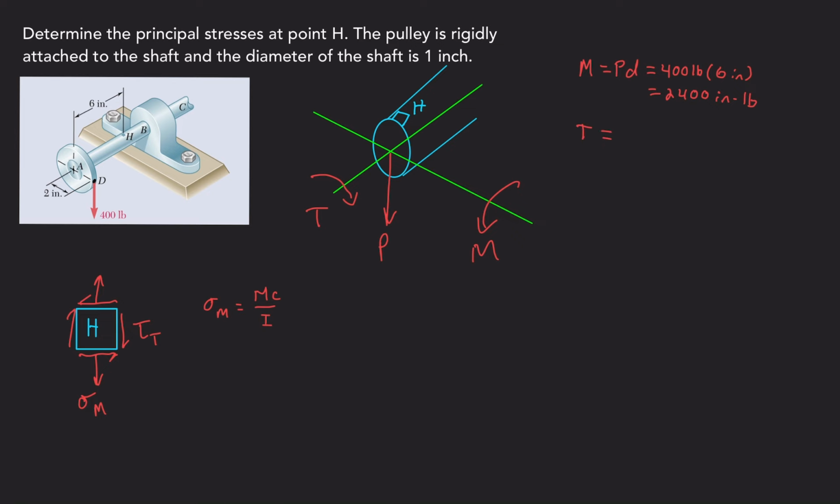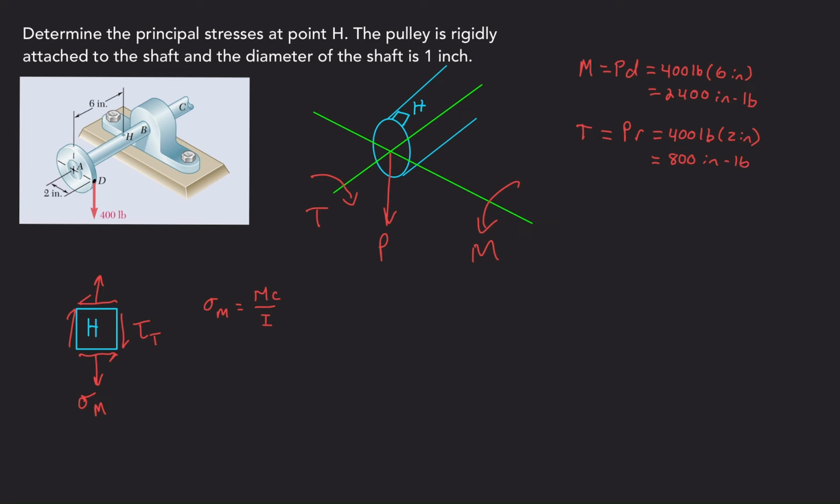Okay. What about the torque? We'll go ahead and calculate that since we're doing this. So the torque is 400 pounds acting at a distance of the radius of the pulley, which is going to be 2 inches. Well, I'll say PR equals 400 pounds times 2 inches equals 800 inch-pounds.